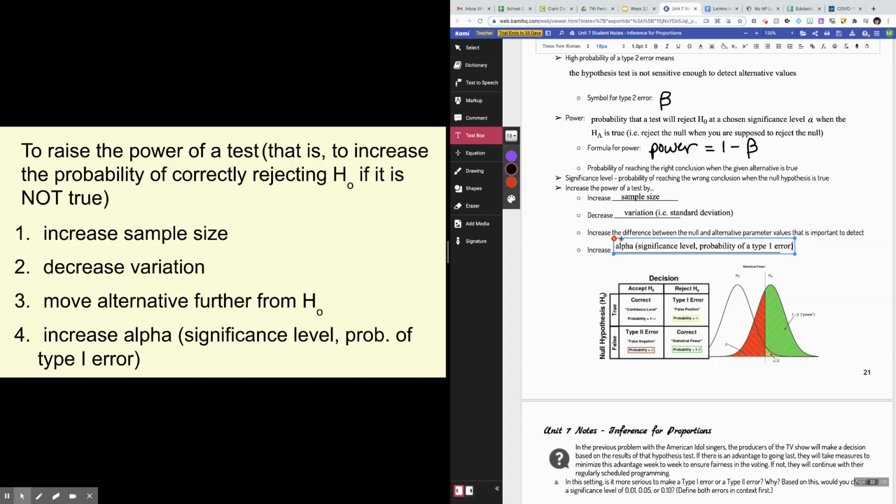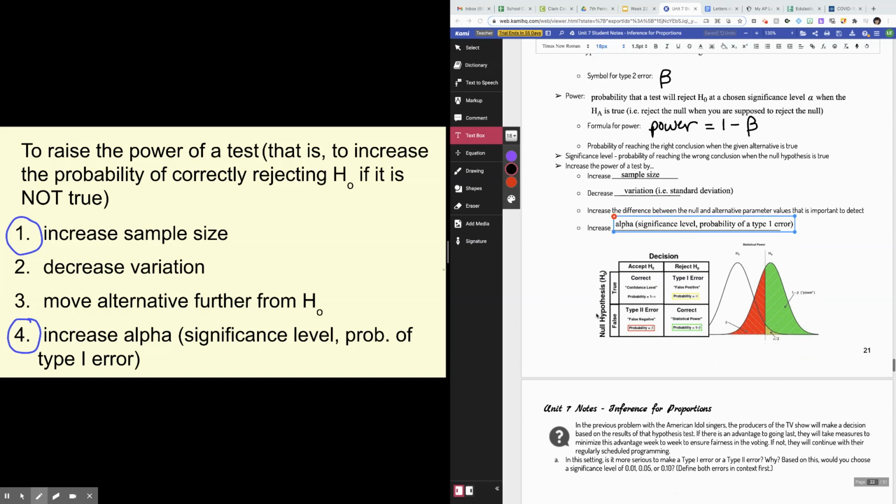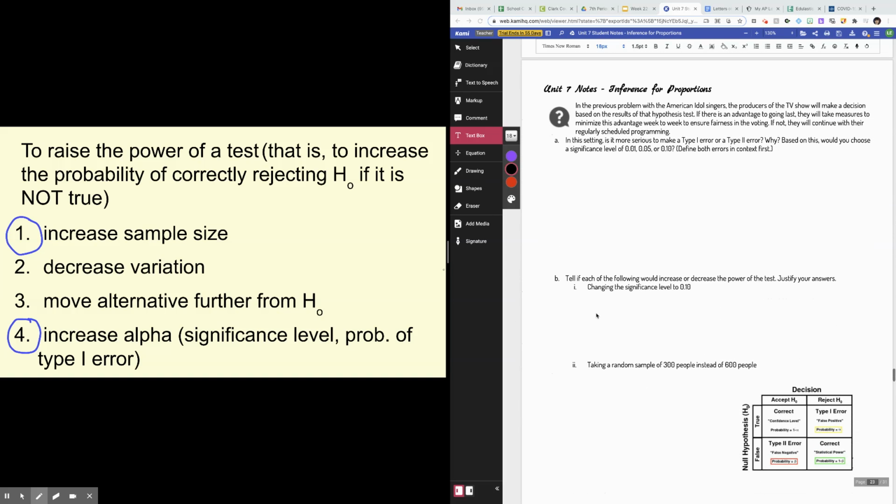Okay, so the things that you have the most control over as the statistician when you're designing the experiments are this, increasing your alpha, because you get to set that as the statistician, and this, increasing your sample size, right? That's what you have the most control over. Okay, so with that, I want to show you an example of how a problem might show up that deals with this idea of power and significance levels and error and all of that. We're going to kind of pull it all together here.